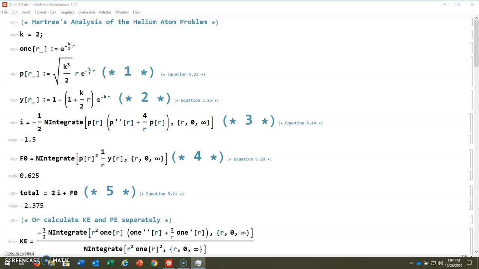Greetings, folks. I thought I'd put on here an interesting calculation. It's a calculation that's not very accurate, but it's certainly of historical significance, and it's Hartree's original treatment of the helium atom. And it's his ingenious and very simple method of dealing with the electron-electron repulsion term.